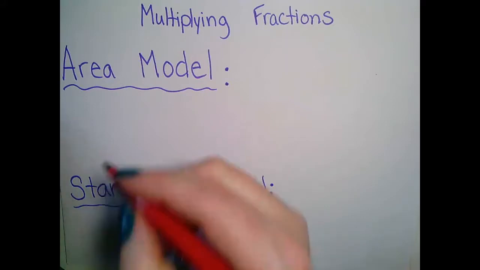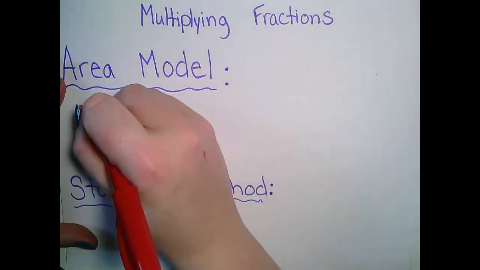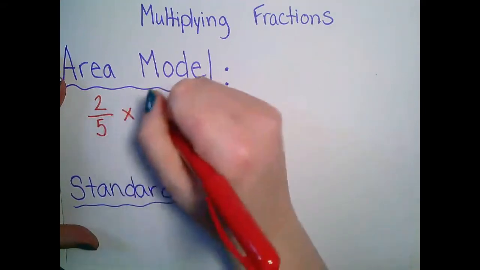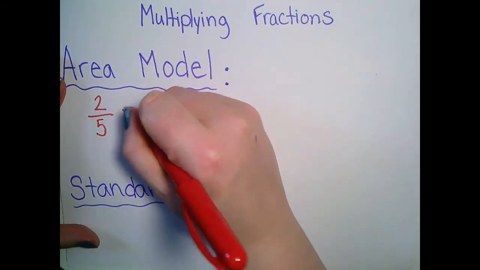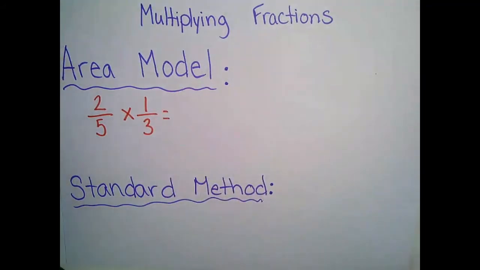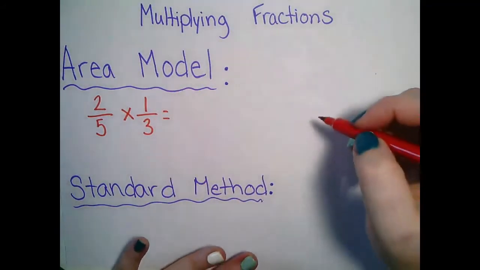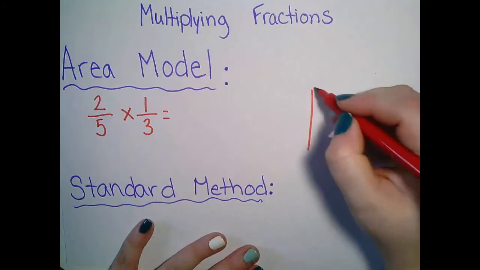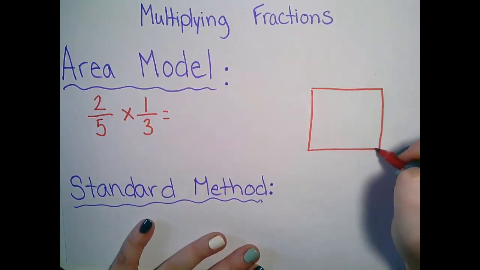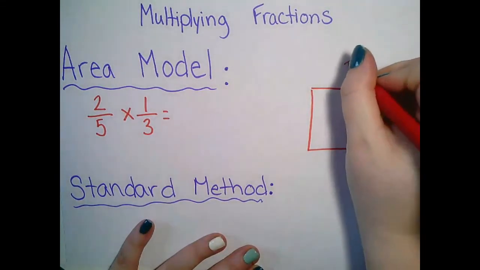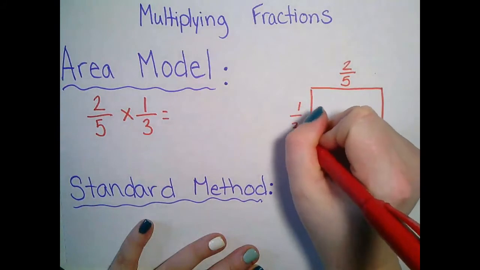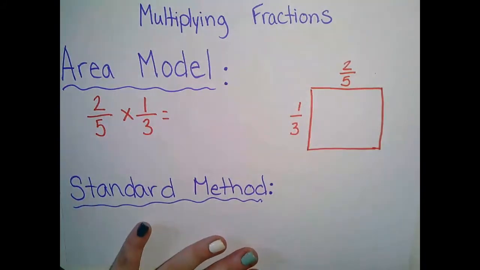About the area model. So if I would give you the problem 2/5 times 1/3, I previously talked about using the area model. If we were going to use the area model for this problem, we would create our box. We would put our 2/5 on the top. We would put our 1/3 on the side.